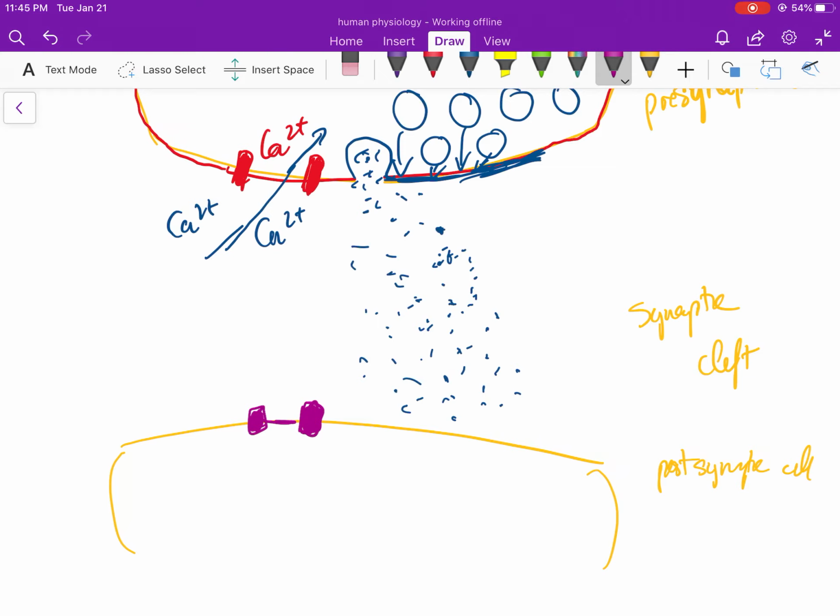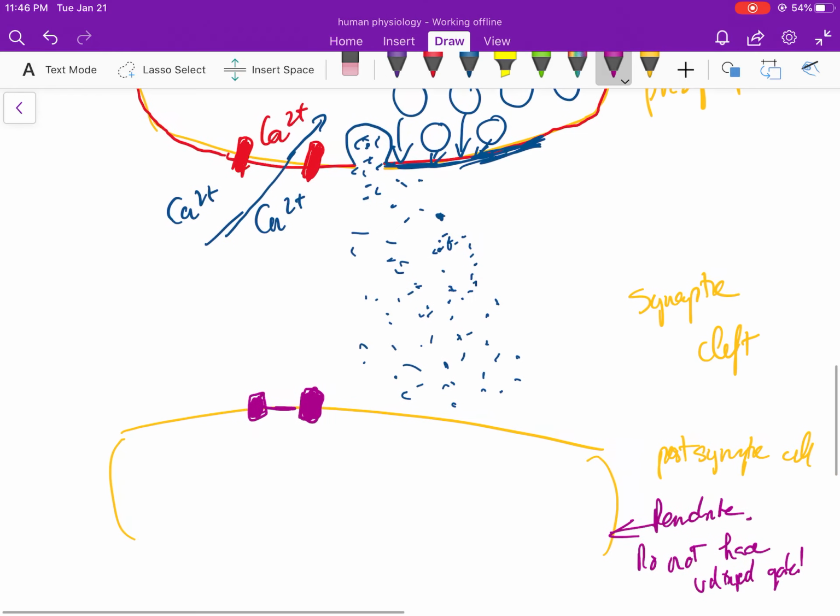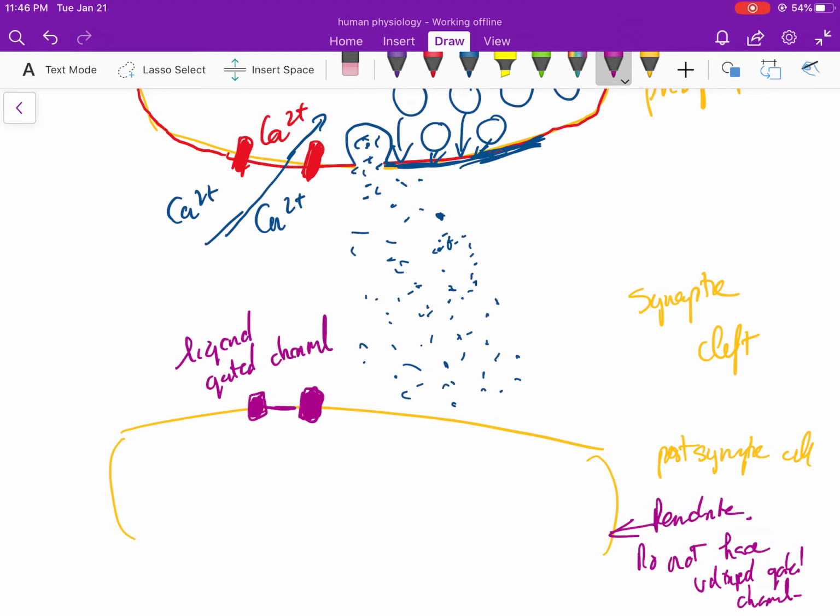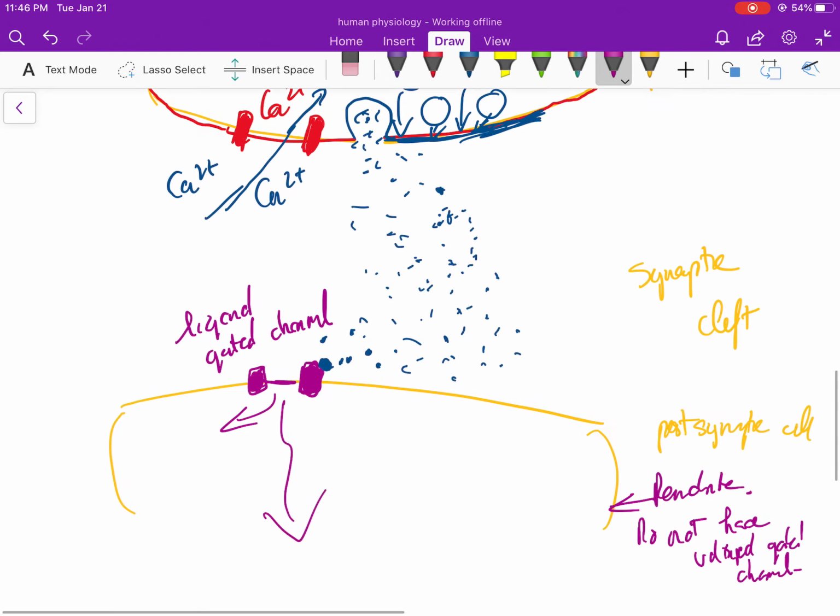And here, remember that for our dendrites, which means our postsynaptic cells, we do not have voltage gated channels. So because of this, we only have ligand gated channels. This is our ligand gated channel. And so when our neurotransmitter comes here and binds to our ligand gated channel, then this ligand gated channel will now open, and then all the information can start going down this way to the dendrite.